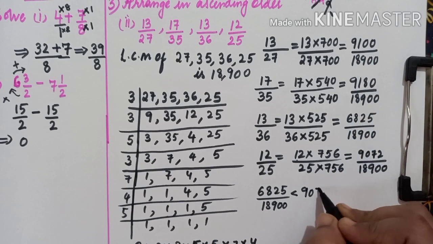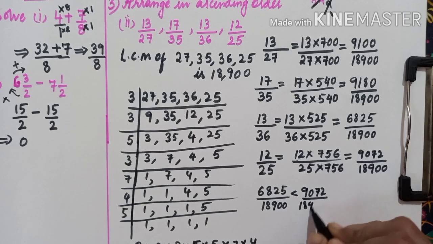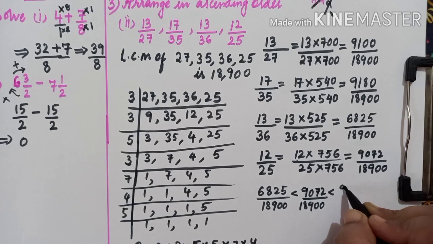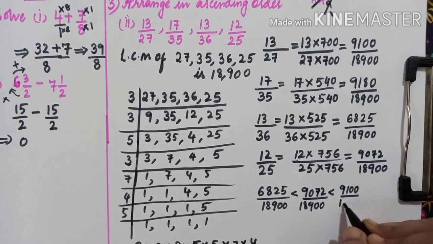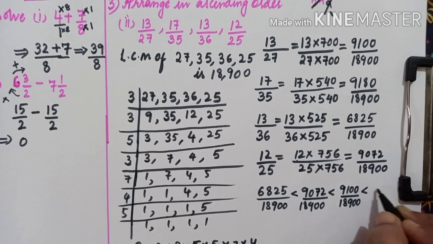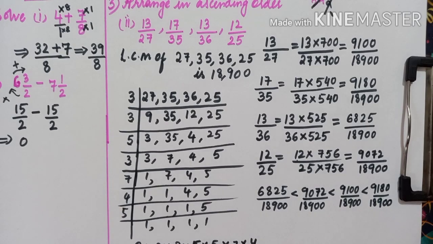Okay, 9072, then 9100, then 9180. So this is how you got smaller to bigger.